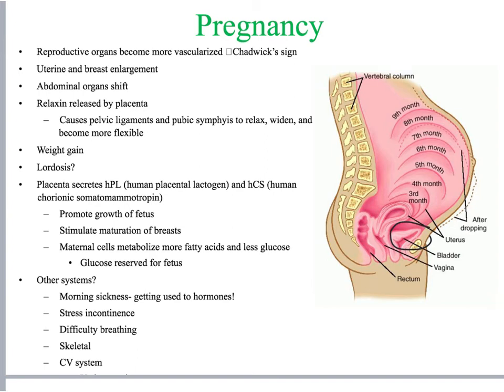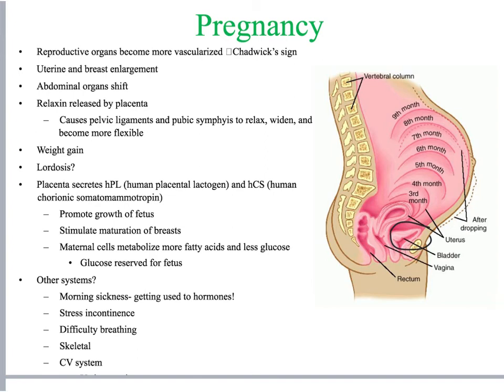A woman gains a significant amount of weight. This is due not only to the developing embryo and fetus, but also the fluids and the placenta and the uterus itself all growing larger. Often this weight gain and the shifting of abdominal contents can cause lordosis, which is the spinal column being pulled more anteriorly. This is especially apparent in the 7th, 8th, and 9th months of pregnancy, and you will often see pregnant women holding their lower back because of the pain from the lordosis.